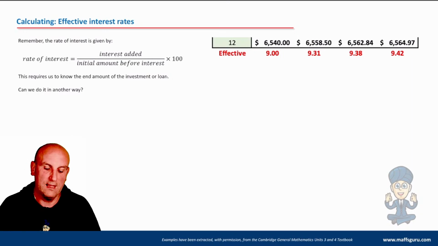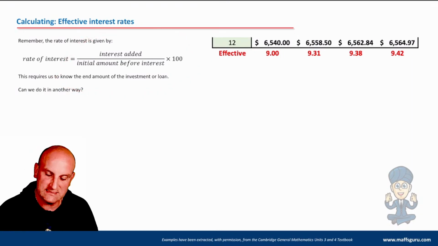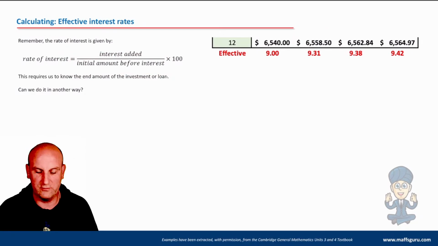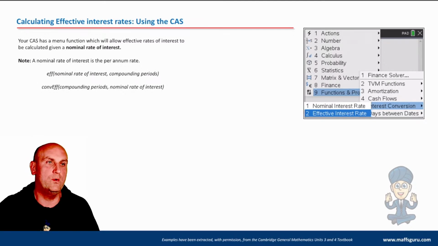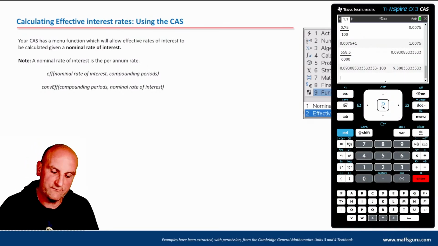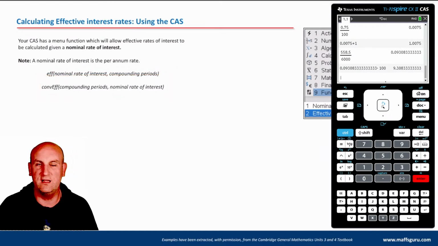Right, so again, as I've said on this slide here, you basically can just take the interest that was added, as I say here, $558.50, divide it by how much I got before I had got any interest, $6,000, and times that by 100. Right, let's use the CAS. The CAS is your savior here. So I'm going to fire up the TI Inspire. If you have a ClassPad, just beware that actually your formula is slightly different.